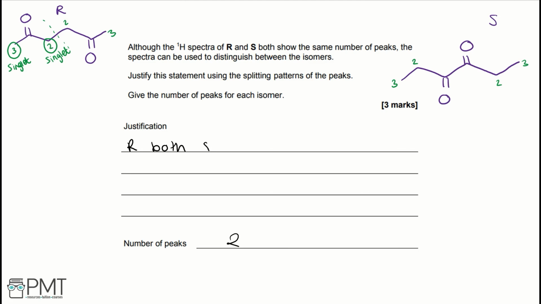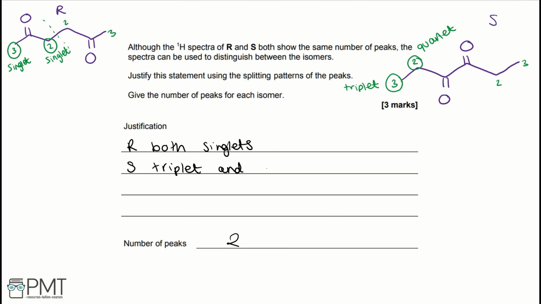R has both singlets. Then if we look at S, well, if we look at environment number 3 first, it's next to a hydrogen environment with 2 hydrogens. So that means we're going to have a triplet. Then if we look at environment number 2, well, it's next to an environment with 3 hydrogens and a carbonyl, so no hydrogens. So we're just going to look at the 3. So if it's next to an environment with 3 hydrogens, that means we're going to have a quartet splitting pattern. So in the justification, we can say that S will have a triplet and a quartet.